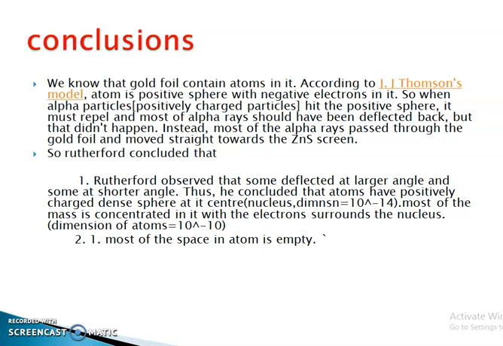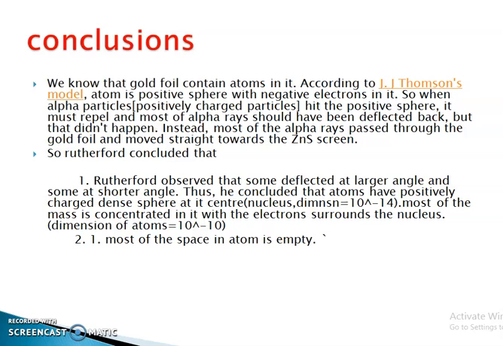Okay, before the proposal of Rutherford atom model, there is an existing model called Thomson's model, and according to this model, atom is a positive sphere, that is a plum pudding model. Atom is a positive sphere with negative electrons in it. So when alpha particles, which are positively charged, hit the positive sphere, what will happen? It must repel. There is a repulsion.